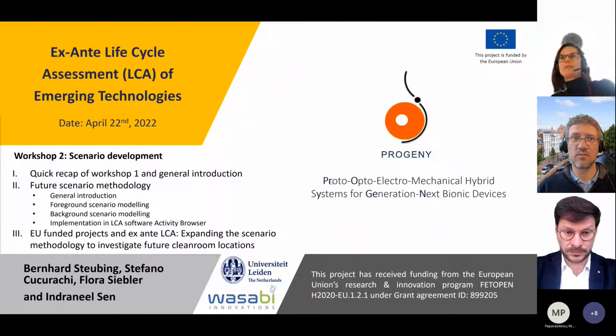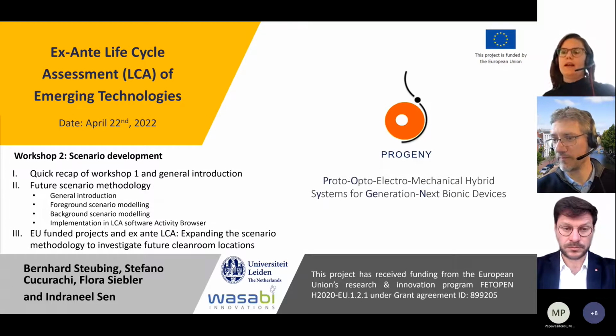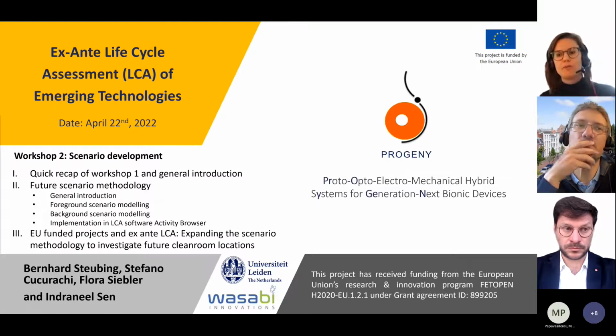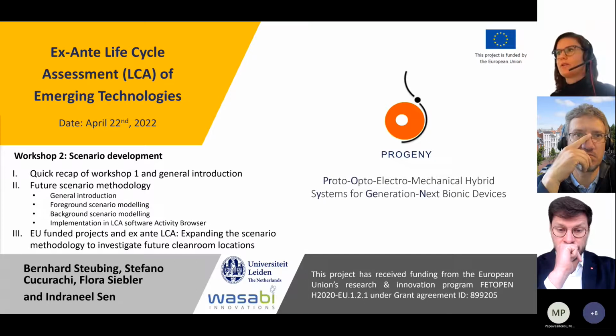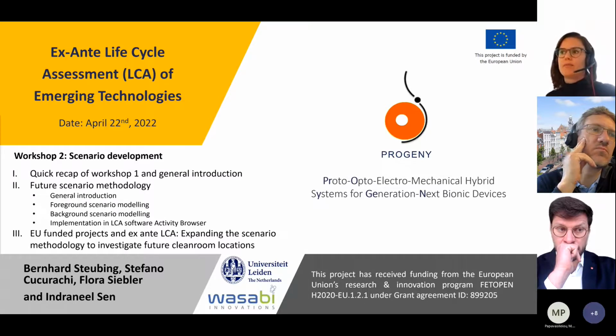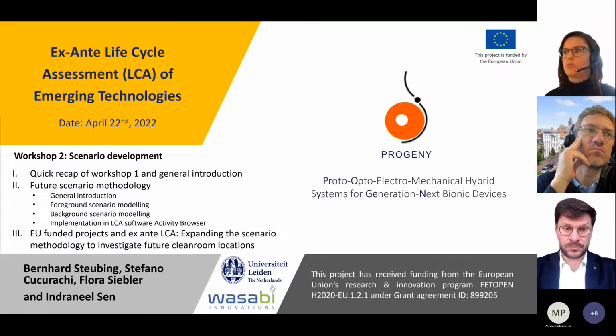So, as I already said, today's topic will be scenario development, and that's also why Bernhard is here. He will introduce future scenario methodology, and I will start with a short recap of the previous workshop. And then after the scenario methodology introduction and also showcasing a tool developed by Bernhard, the Activity Browser, I will again explain what we have done in the Progeny project. This workshop is organized together with Wasabi Innovation and Indranil Sen. He will join us later.